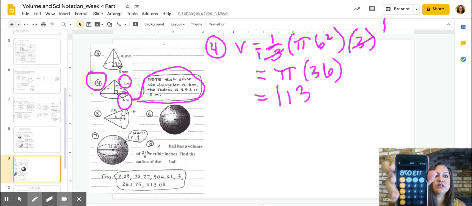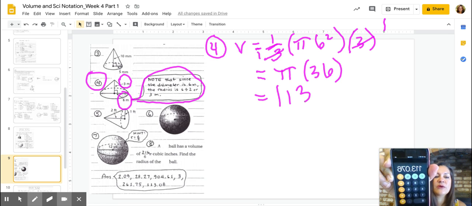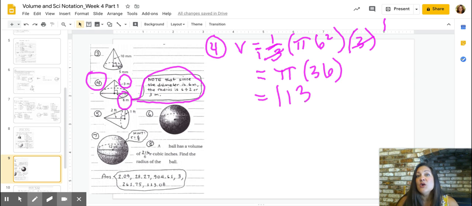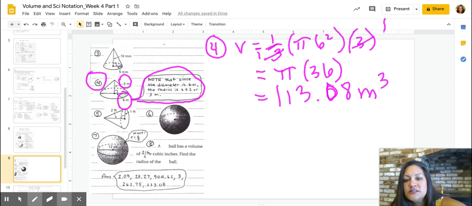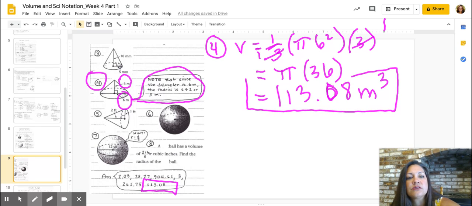113. And if you look, 113.076. The direction said to round to our nearest hundredth, so I'm going to round that 7 to an 8. So that's a 0 right there. And our label is meters cubed. Check our answer key. There we are. We are good to go.